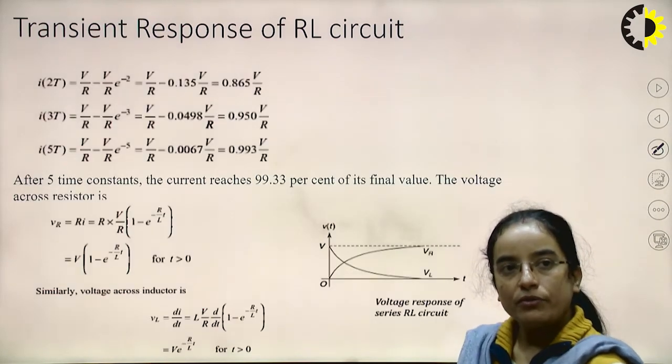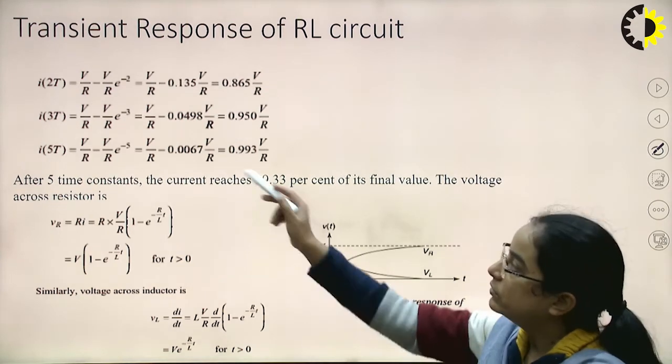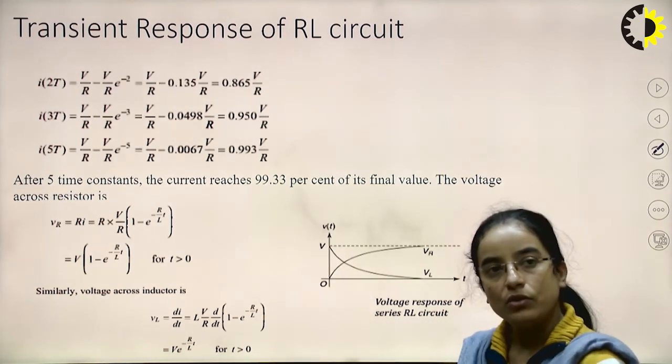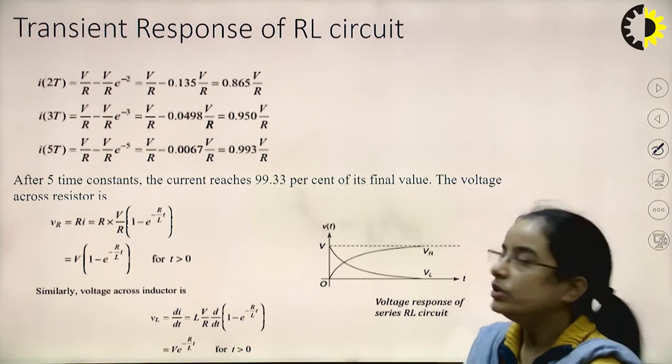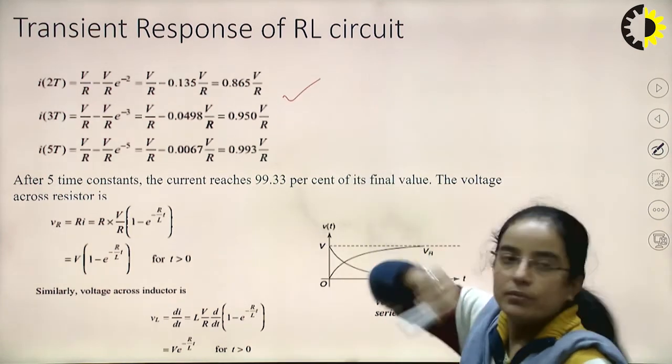So when we take two time constants, it will be 0.865 into V by R.